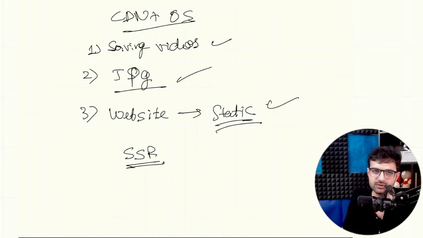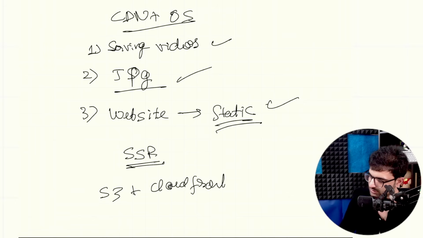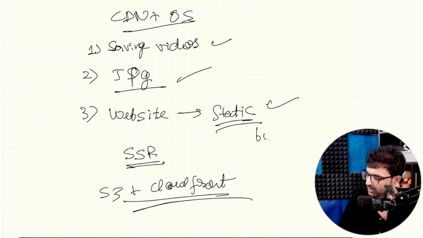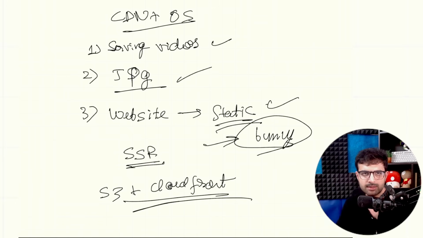What CDN will we be using? We can use any, if I'm being honest. S3 plus CloudFront is, as I said, the one for AWS. We will most probably be doing Bunny. Bunny is a new startup that's slightly cheaper than AWS. Doesn't mean it's better, it's just cheaper.